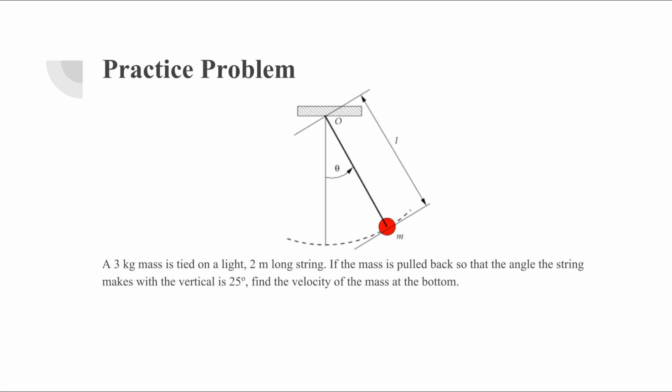Right, so let's finally do a practice problem, right? A 3 kilogram mass is tied on a light 2 meter long string. If the mass is pulled back so that the angle the string makes to the vertical is 25 degrees, find the velocity of the mass at the bottom, right?